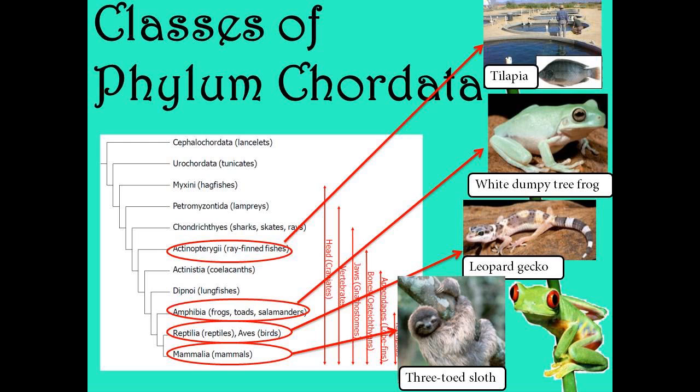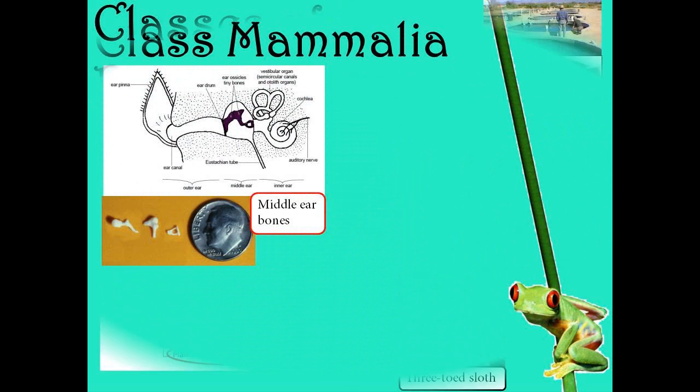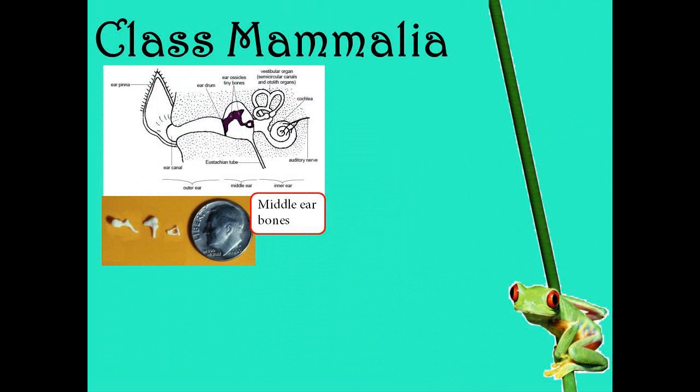So what puts an animal inside the class Mammalia? What makes it different from this lizard and fish and frog? There are three things. The first is kind of a weird one that I didn't know about before I wrote this presentation, but all mammals have middle ear bones. These help them balance and help them hear really well. And this is a picture of a dime and then human ear bones. So they're very, very small.